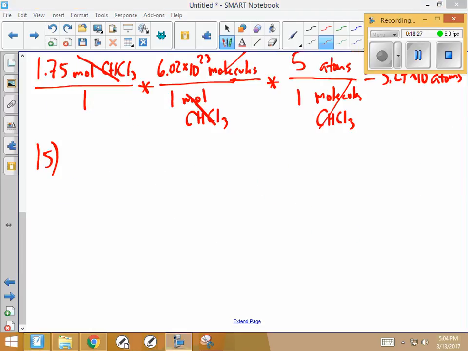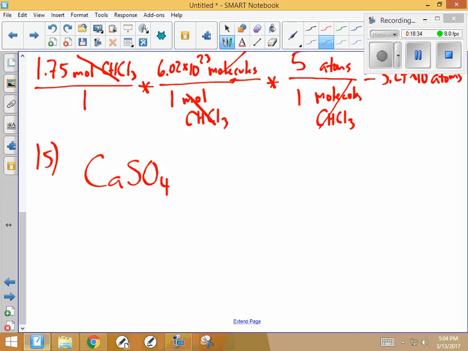And our last one, 15. What is the molar mass of calcium sulfate? Calcium sulfate. We're looking for its molar mass. Well, it has 1 calcium. The units of, let's just write this down. The units of molar mass. Well, molar mass equals the mass in grams per 1 mole. Okay? So its units are grams per mole.